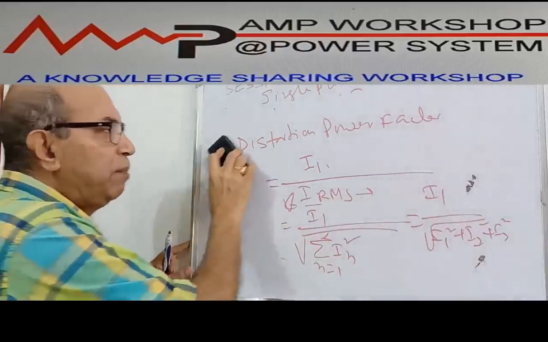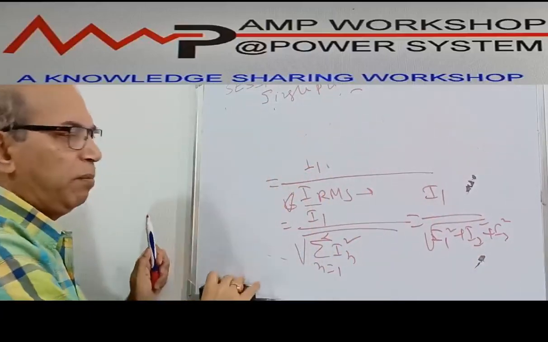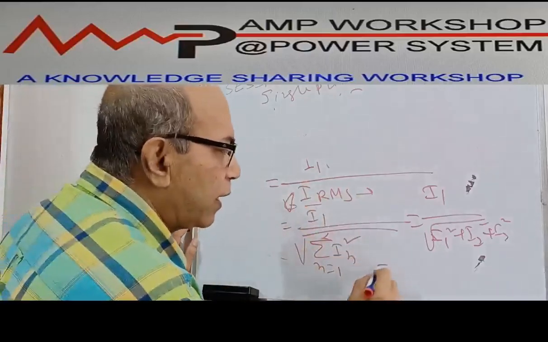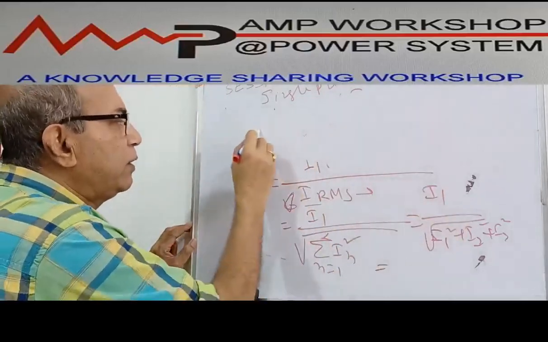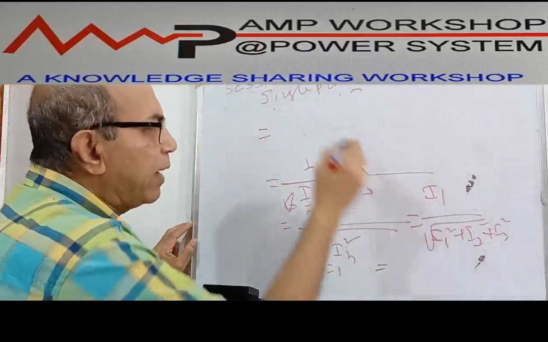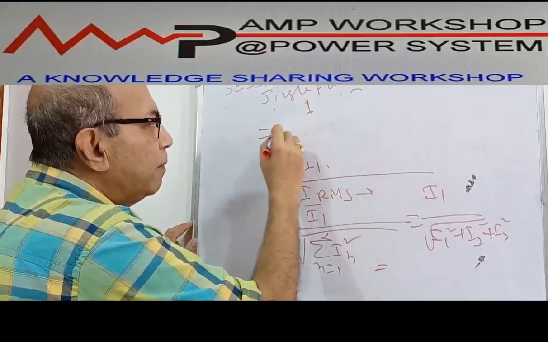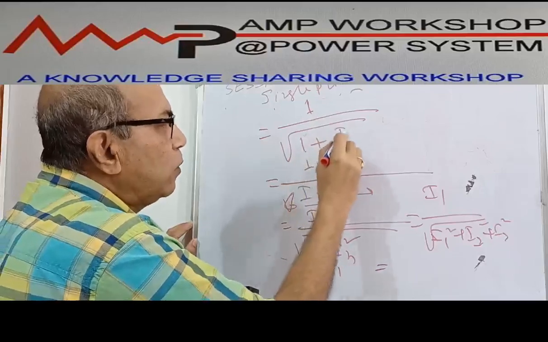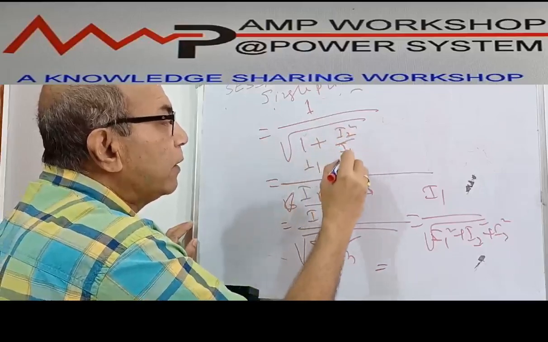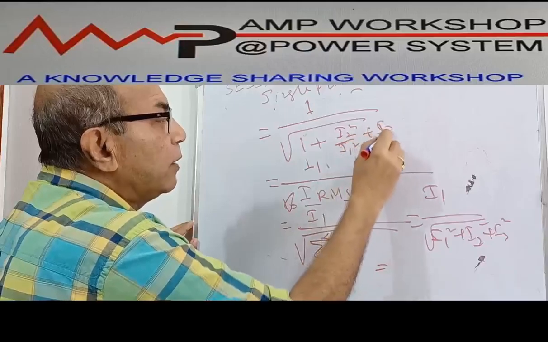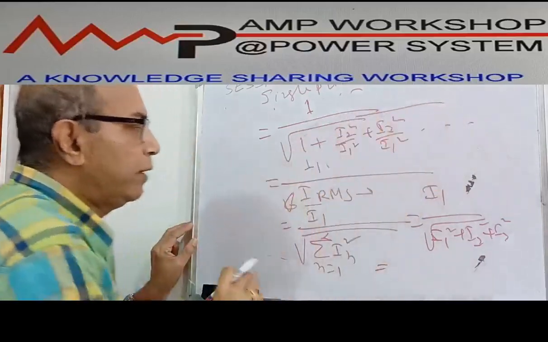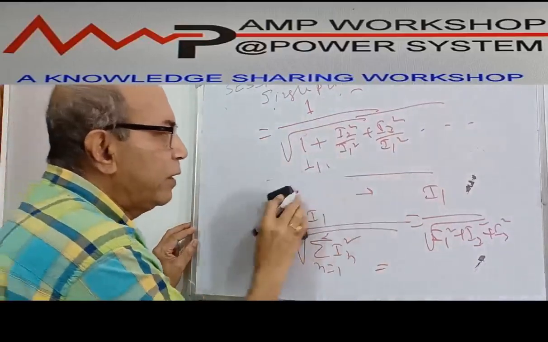But this distortion power factor we can simplify further. We can simplify it with another terminology. If we divide by I1, this is equal to 1 by the root of 1 plus I2 squared by I1 squared plus I3 squared by I1 squared, and so on. We can write the distortion power factor in this way.